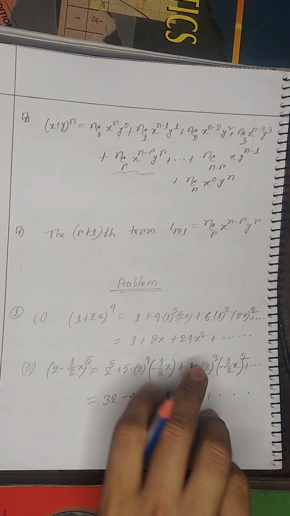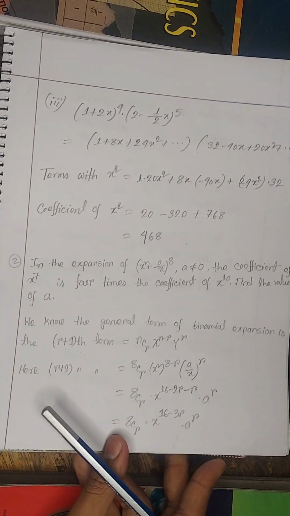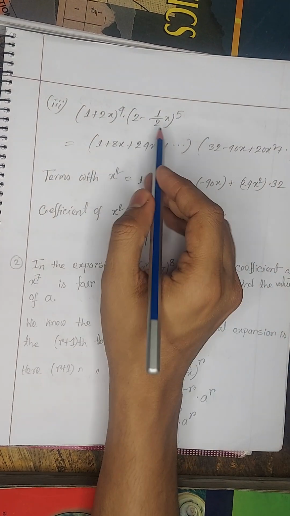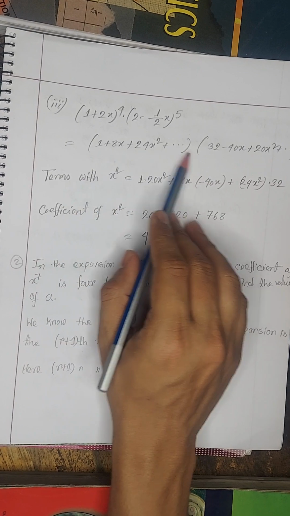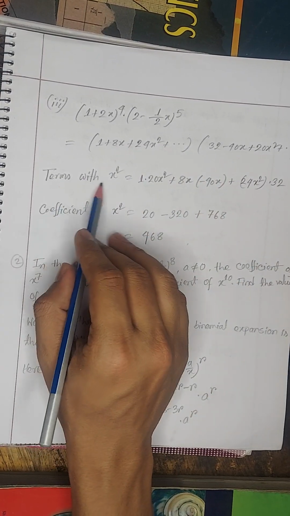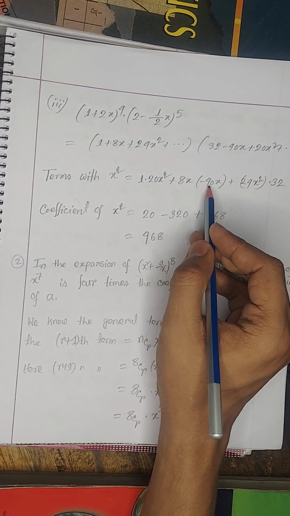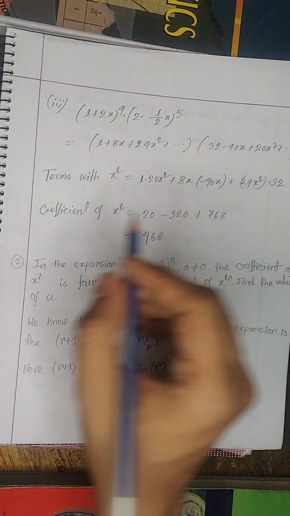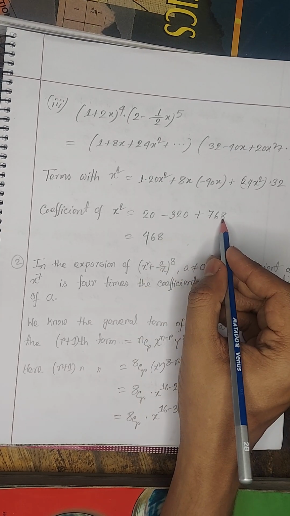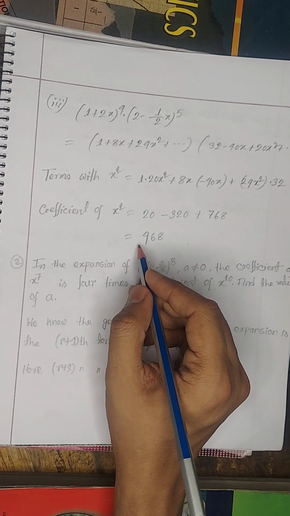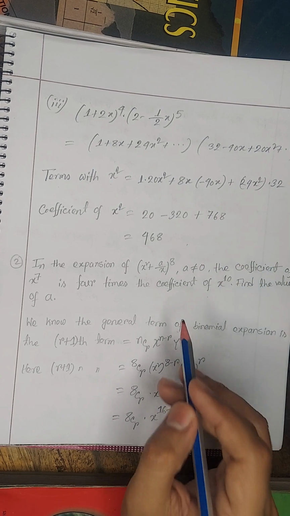Now from these two expansions we have a new problem here. If we multiply these two expansions we did before, the terms with x squares are 1 times 20x square, 8x times minus 40x, 24x square times 32, and the coefficient of x square is 20 minus 320 plus 768, and our value is 468. So these are some first problems I have discussed.